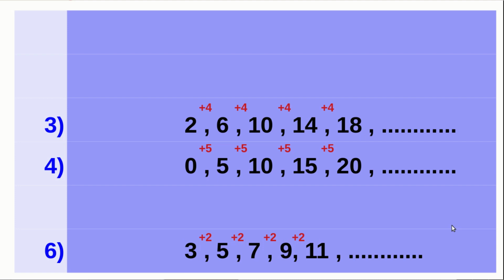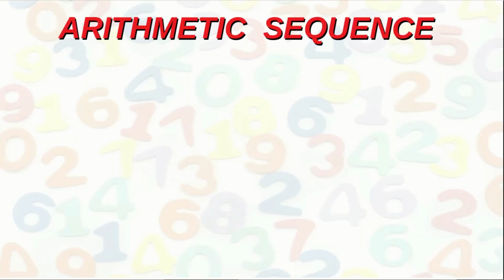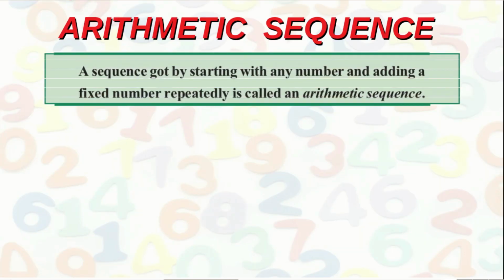And what is that rule? All the sequences start with a fixed number and a constant number added repeatedly. Such sequences are called arithmetic sequences. Now how to define an arithmetic sequence? A sequence got by starting with any number and adding a fixed number repeatedly is called an arithmetic sequence.